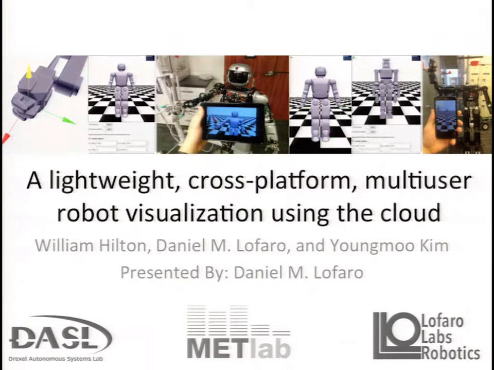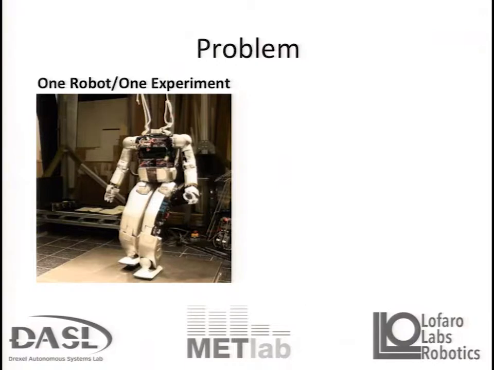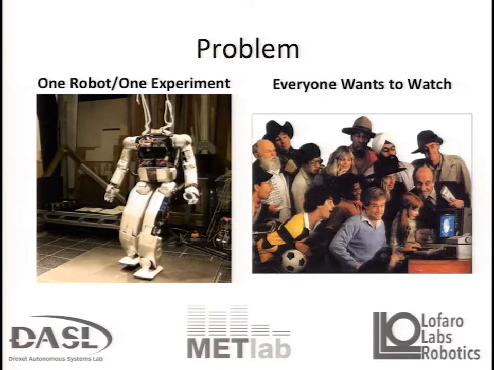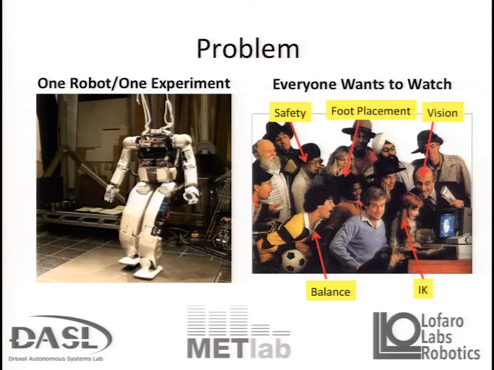Now I ask you, have you ever had a robot, one robot, and you had an experiment that was going on, and everyone wanted to watch? Now they all had good reasons for this too. So someone had to watch for the safety of the robot, someone had to watch for the foot placement in this case, someone had to watch the vision, someone had to watch the balance, someone doing the IK, etc. And everyone's huddled around this one computer that's controlling and monitoring the robot. That's not feasible for most systems.